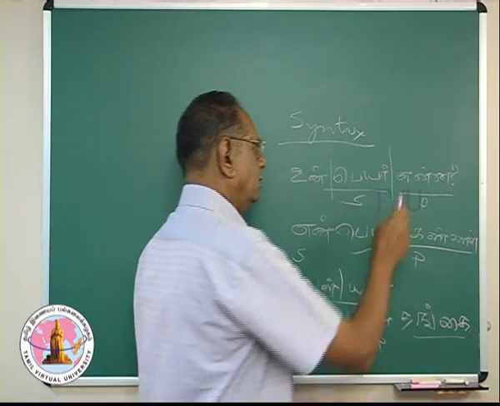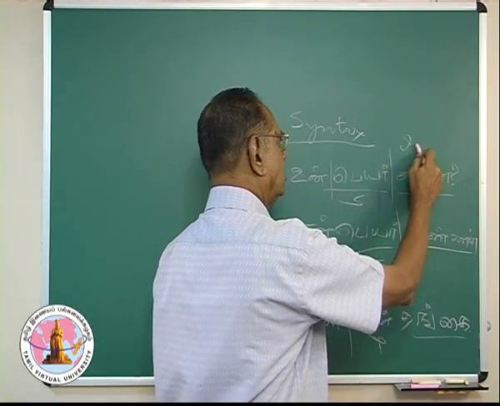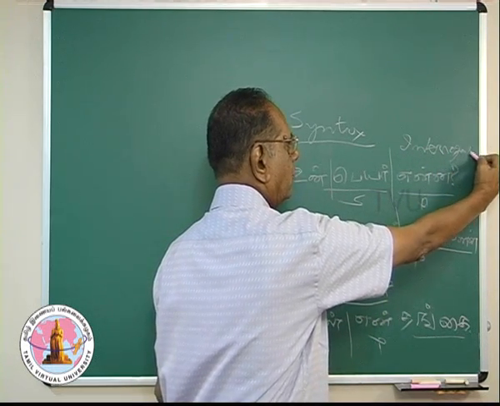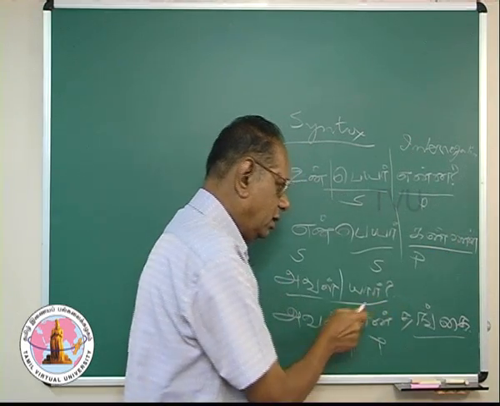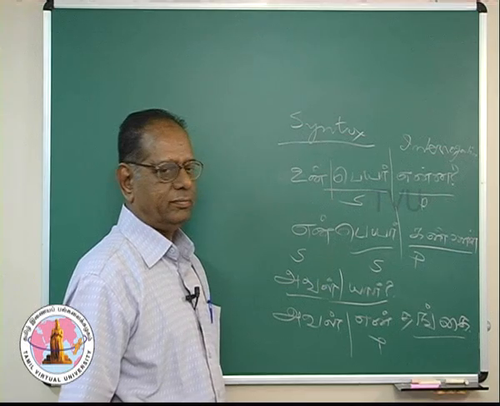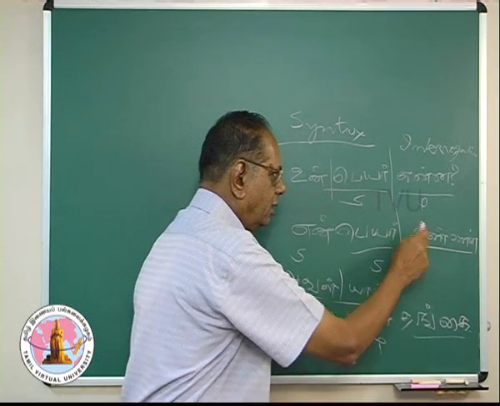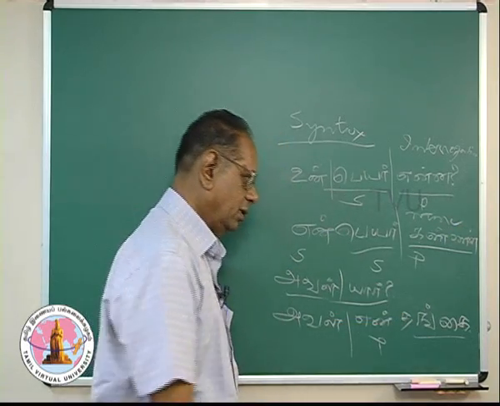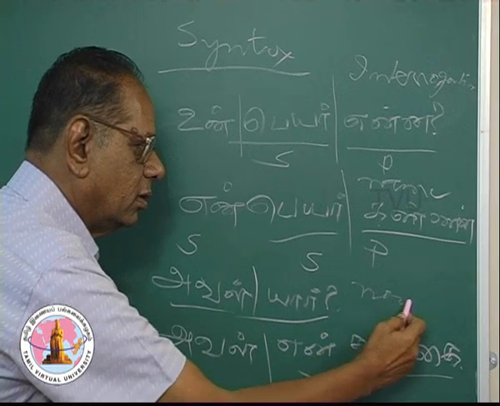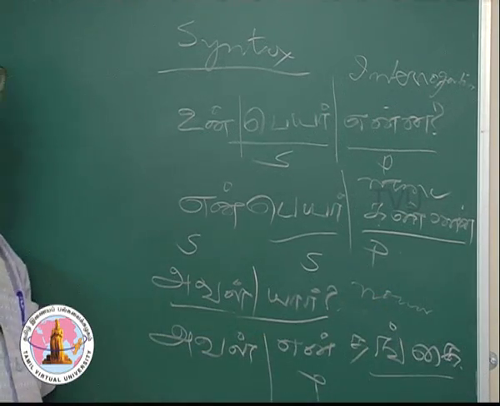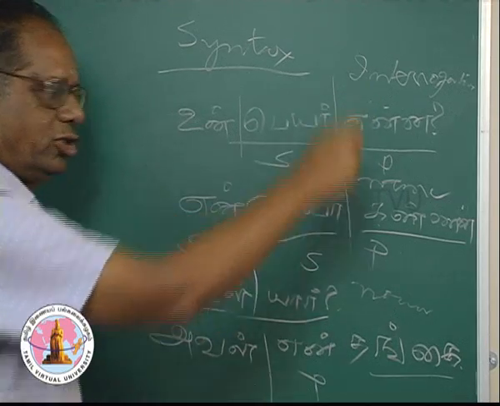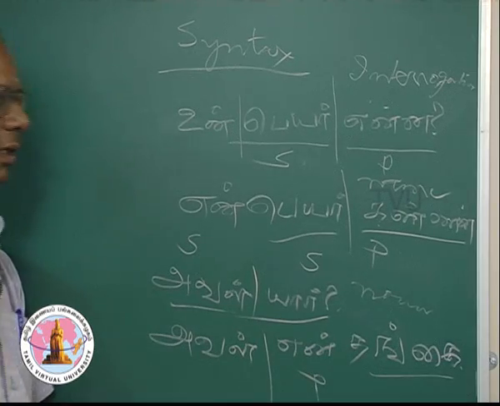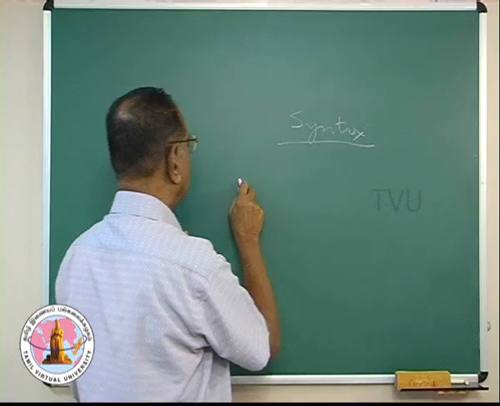Now, enna is a question, interrogation. Yar is an interrogation, a question. Kannan is a name, proper noun. Tangai is a noun, common noun. A predicate can be a question or a noun. We shall have a few more examples.